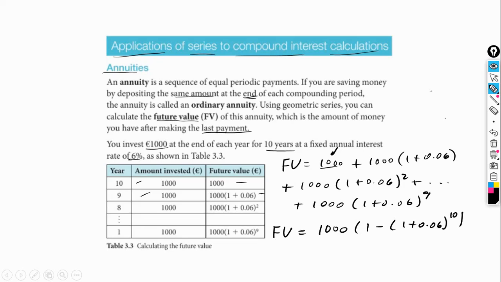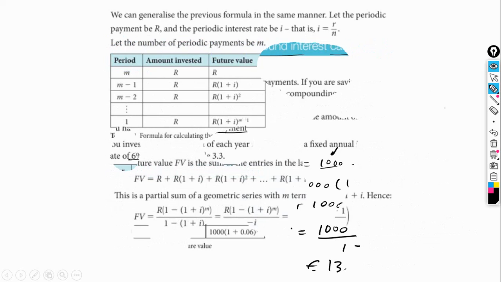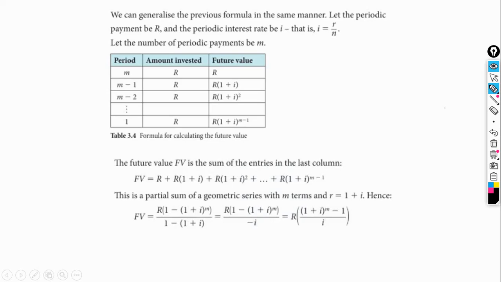And this divided by 1 minus the rate, right? So 1 minus 1 plus 0.06. So we plug this into the calculator, and we're going to get that the total amount after 10 years is going to be 13,180.79 euros. So now we can generalize the previous formula in the same manner. So let's take a look at table 3.4.